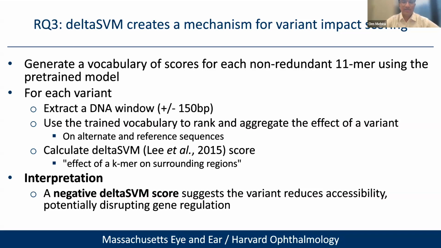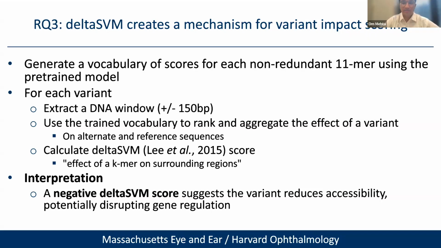For each variant, we extracted a 301 base pair window centered on the variant and created both the reference and alternate sequences. We used our trained vocabulary to rank and aggregate the results of the effect of a variant. The delta SVM score is calculated as the difference between the alternate and the reference score. A negative score for delta SVM suggests that the variant reduces accessibility, possibly disrupting gene regulation. Variants with strongly negative scores are prioritized as potentially functional.